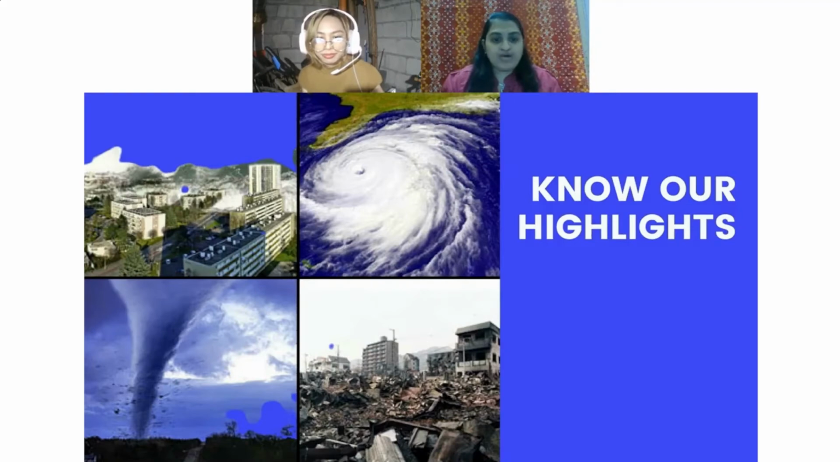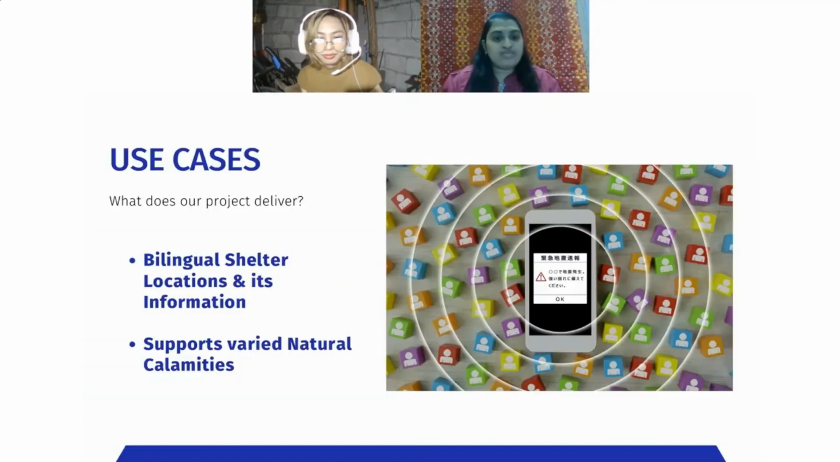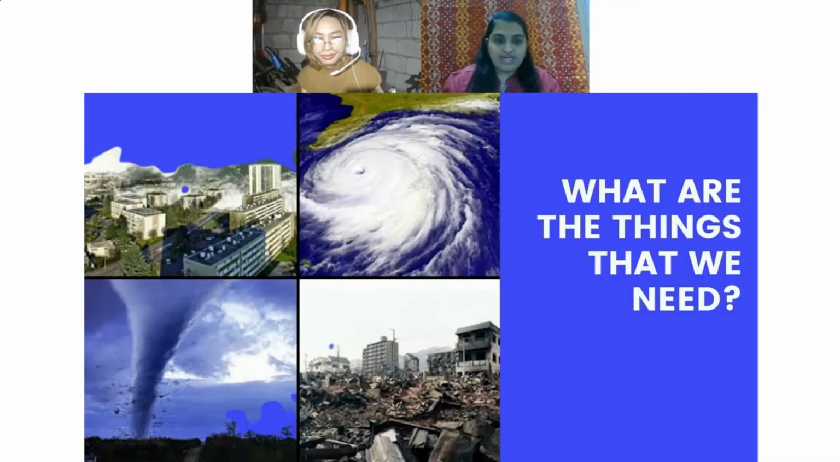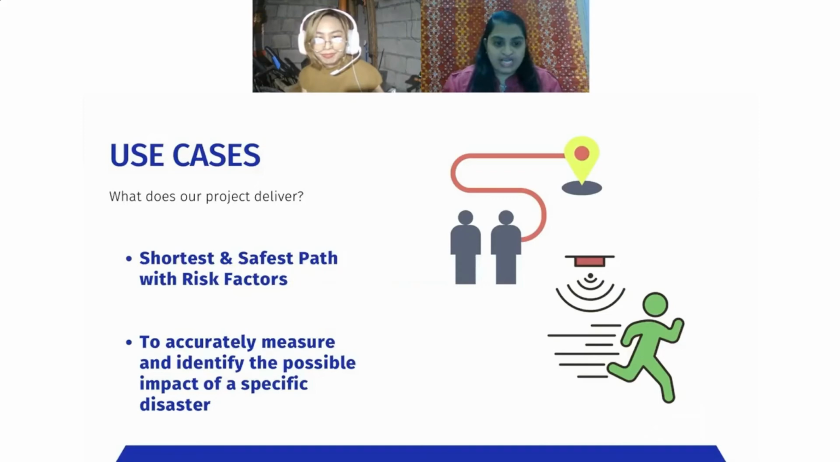Coming to the highlights of our application, we have four distinct use cases. First, we have incorporated friendly bilingual shelter locations and information. Then we have supported natural calamities like earthquakes, tsunamis, floods, and more. We have also demonstrated the combined shortest and safest path with risk factors considering the building density, disaster risk zones, and distance. It also helps in accurately measuring and identifying the impact of a specific disaster.